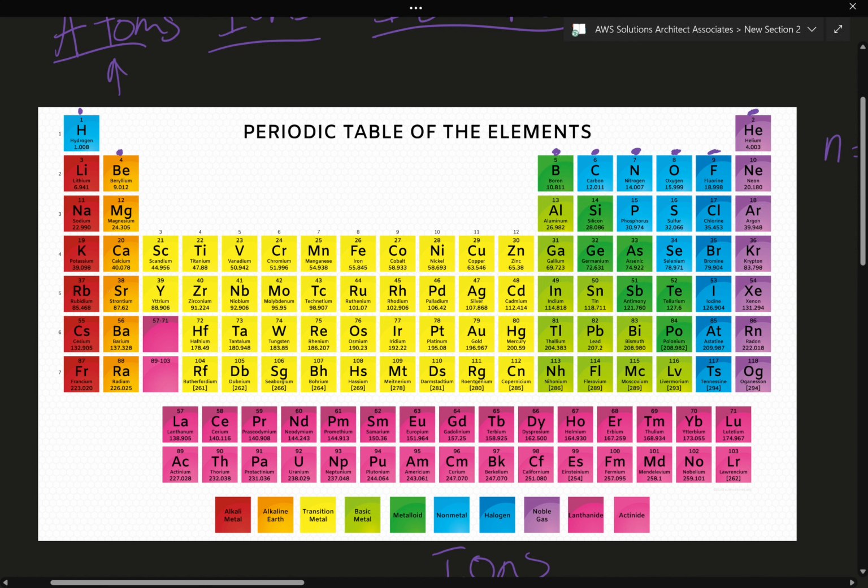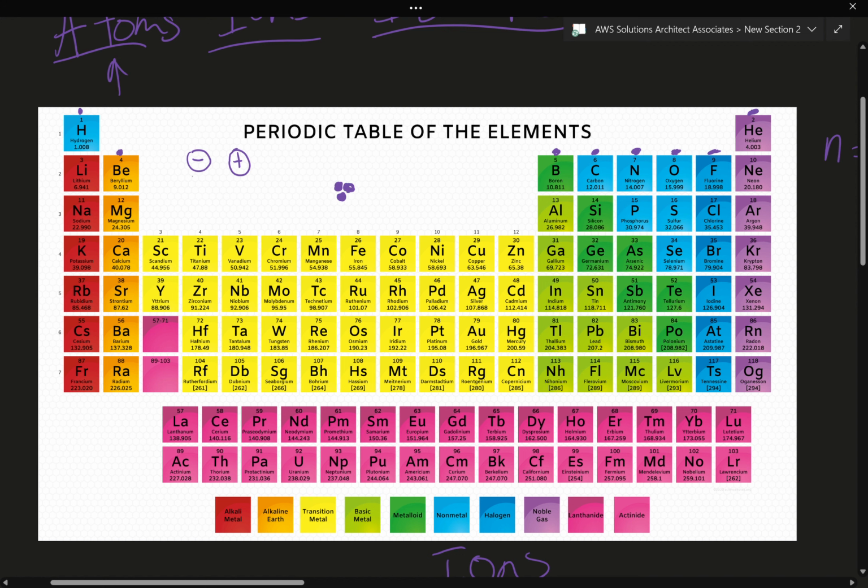All the elements that are in this group over here, we call this group 1, all right? All the elements in group 1 lose 1 electron. If you guys remember, electrons have a negative charge. And what is the charge of a proton? A proton is positive, okay? Protons are positive.